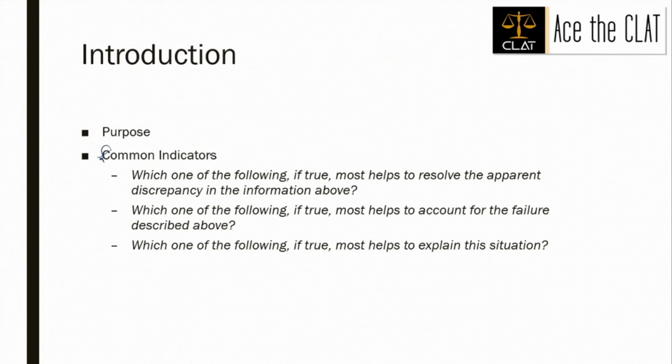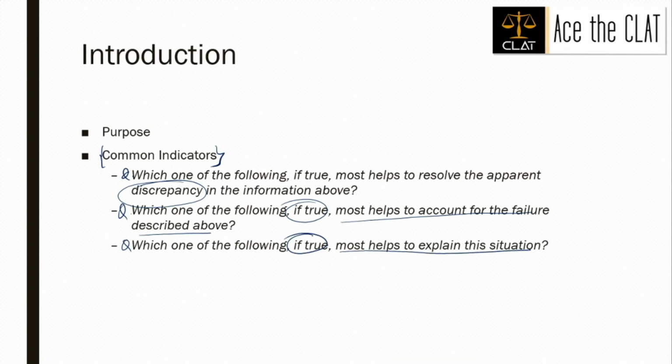The common indicators, as we have talked about earlier, are that each topic has its own common indicators, generally, almost all of them do. Similarly, in resolving the paradox, the common indicators are phrased like this: which one of the following, if true, most helps to resolve the apparent discrepancy in the information above. This discrepancy is the conflicting situation I am talking about. Then, which one of the following, if true, most helps to account for the failure described above. And thirdly, which one of the following, if true, most helps to explain this situation.